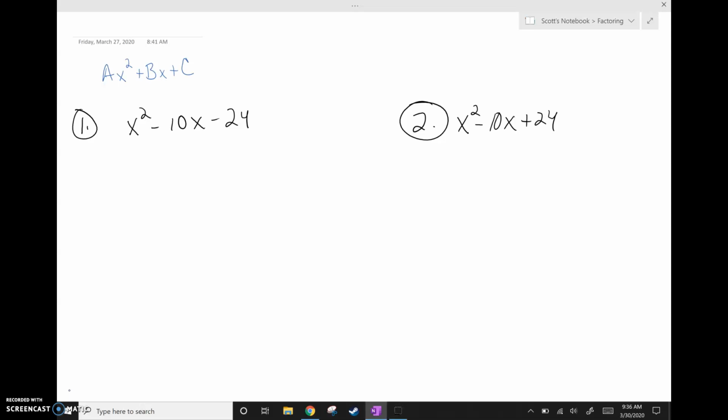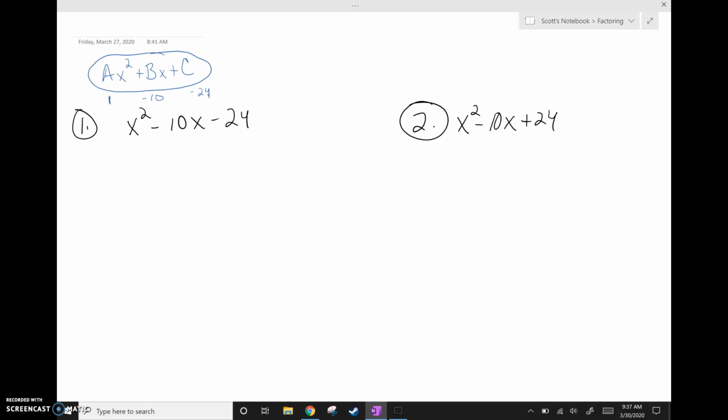Up here on the top is the standard form of a quadratic, ax squared plus bx plus c, where a, b, and c are all numbers. They're all coefficients to our variables here. In this one, since x squared is by itself, a is going to be 1, b would be negative 10, and c is negative 24. So it has to be set up in this situation.